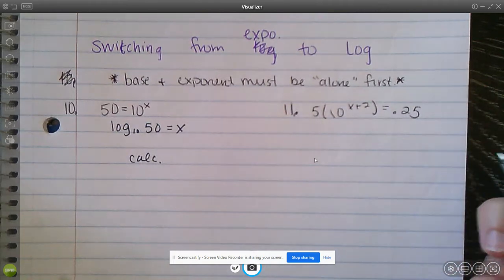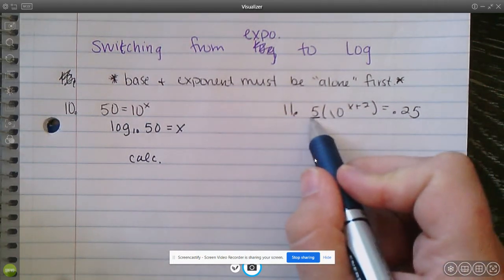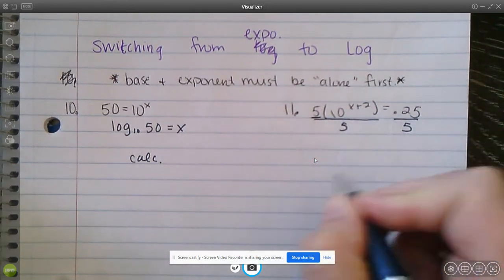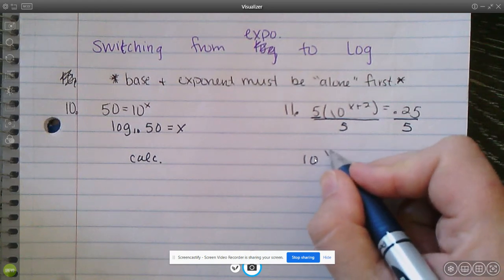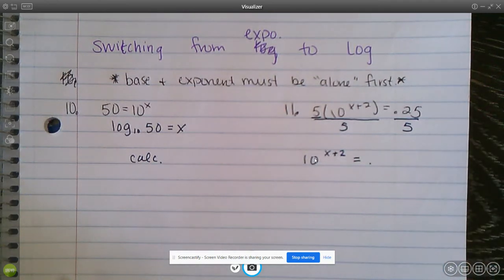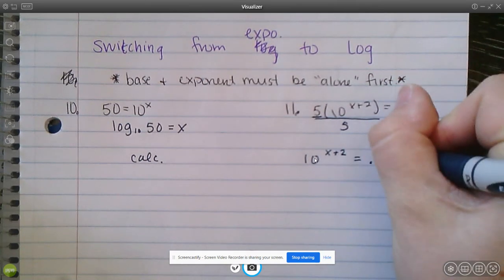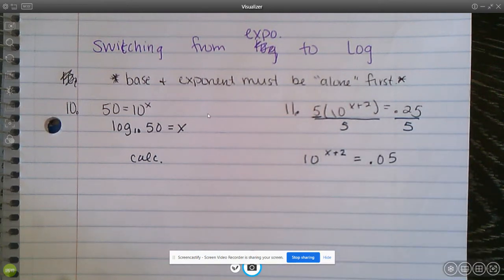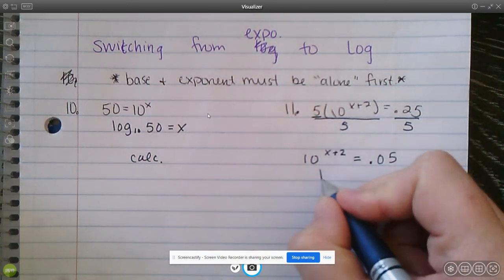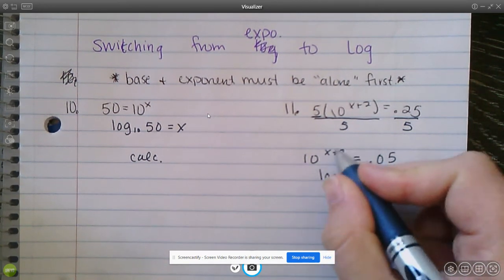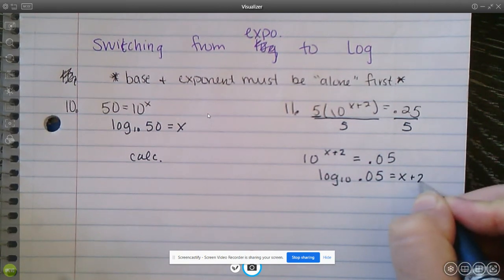Okay, then this one has an extra 5 with it. So to get rid of that, you need to divide both sides by 5. So you're really going to have 10 to the power of x plus 2 equals 0.25 divided by 5, which is 0.05. So we have our base, we have our exponent, and it's by itself. So we can rewrite this in log form. So we have log base 10 of 0.05 equals the exponent, which is x plus 2.